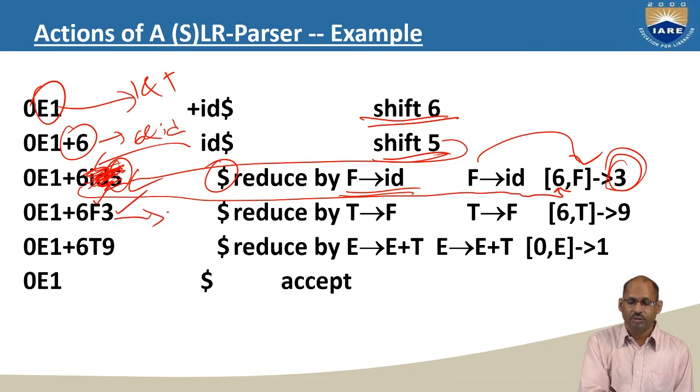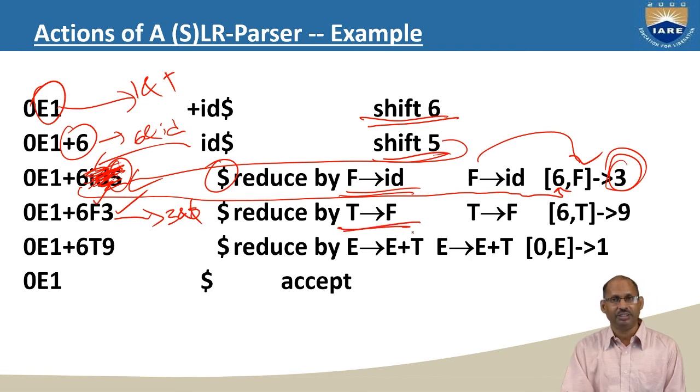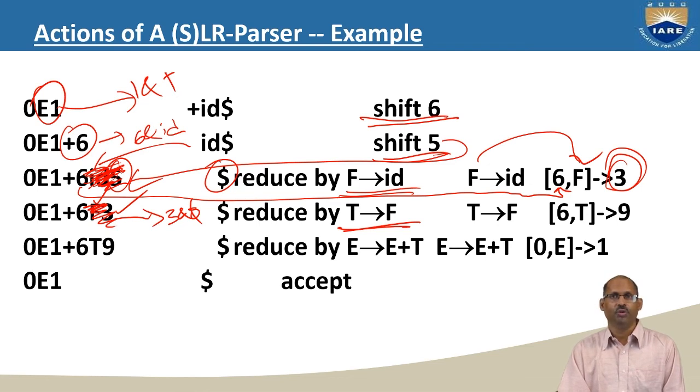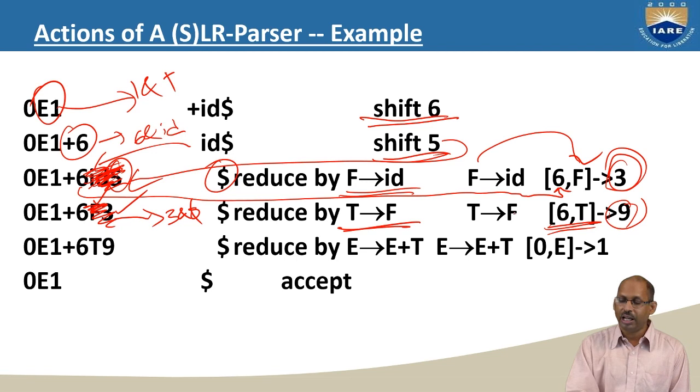3 and dollar. 3 and dollar, which is T gives F. How many elements? 1 element. So remove 2 elements. Then 6 and T giving 9. So how many elements once again? 1 element. So we are storing T and 9.